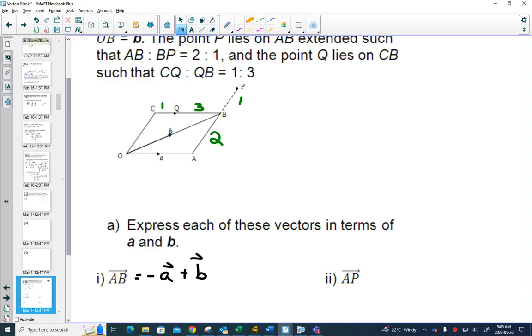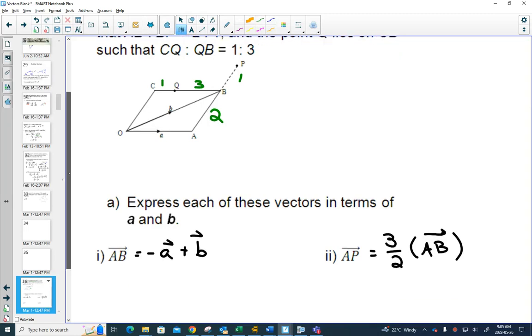how do I use that ratio to do that? Does it make sense to you that A to P is longer than going from A to B? That should be obvious. But it's not double the length. I can't just go 2 times A to B. If you do it all in one step, does it make sense that you could go 3 halves A to B? Okay, so that's all in one step.